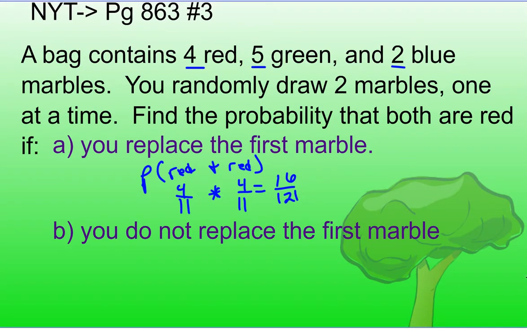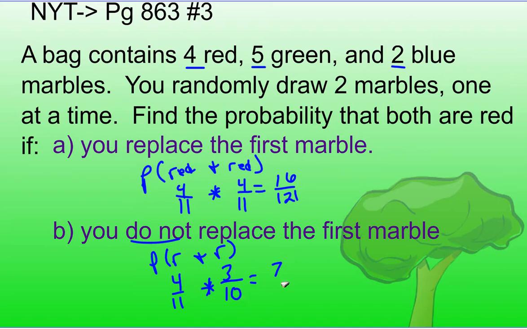Now, the second part says you do not replace the first marble. So now we're saying, okay, what happens if you get red and you do not replace? So the chance of getting a red at the beginning of the scenario is 4 out of 11. Now, you take one red marble out, and you leave it out, which means now there's only 10 marbles in the bag. 3 of them are red, because you already took one red one out. So now the probability is not 7.